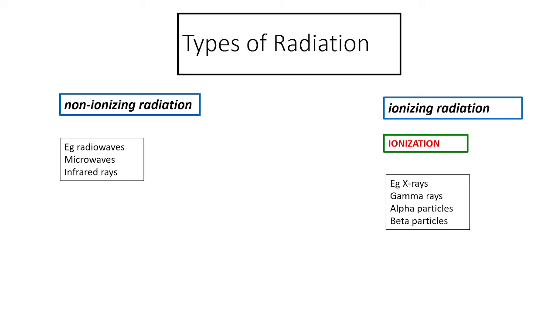Non-ionizing radiations differ from ionizing radiation because ionizing radiation, as the name says, can cause ionization. Basically, they cause the emission of electrons from the atoms, making them highly reactive in nature and causing DNA damage. The examples of ionizing radiations are X-rays, gamma rays, alpha rays, and beta particles. Non-ionizing radiation examples are radio waves, microwaves, and infrared rays.